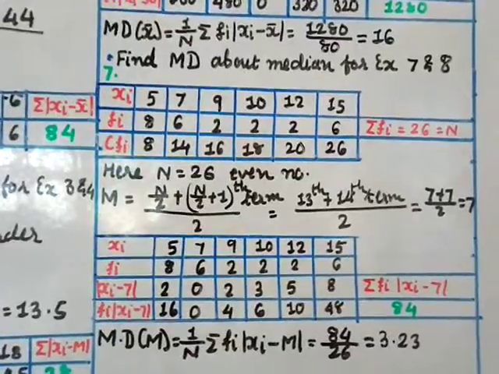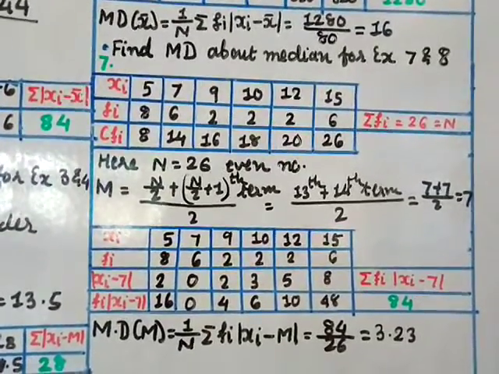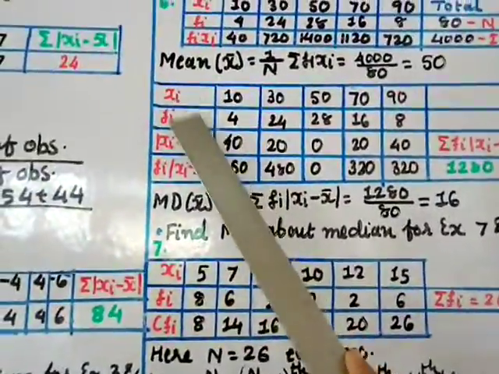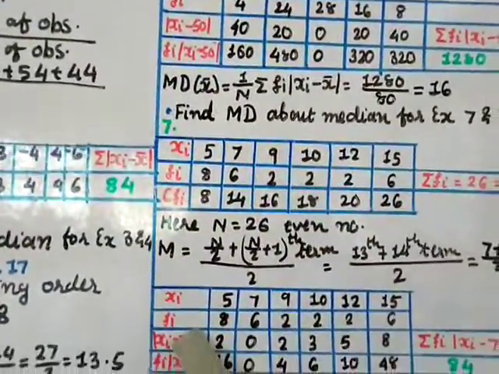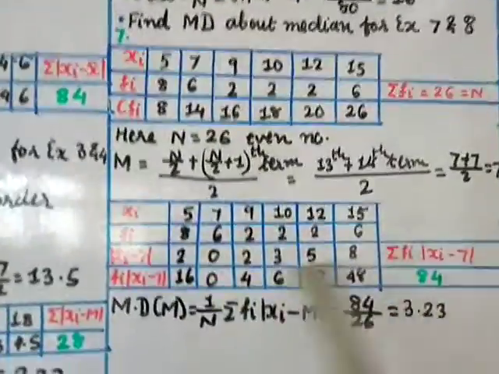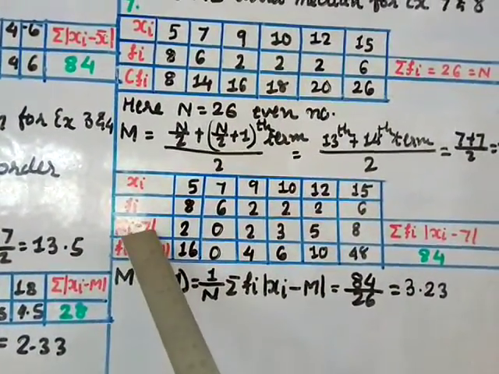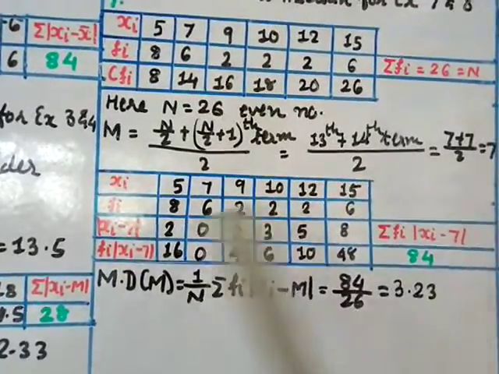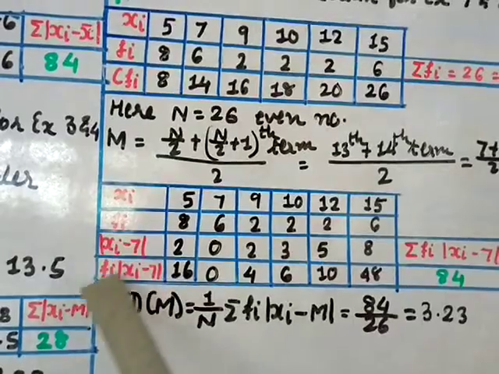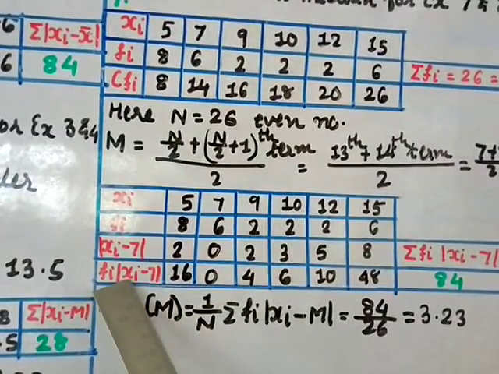Let us find now the next table, the table for the mean deviation about the median. Same as before, xi and fi will come, and modulus of xi minus 50. Here 50 was the mean. Now instead of the mean, it will be the median, that is 7. So modulus of xi minus 7, and next will be fi into this one, that is fi into modulus of xi minus 7.